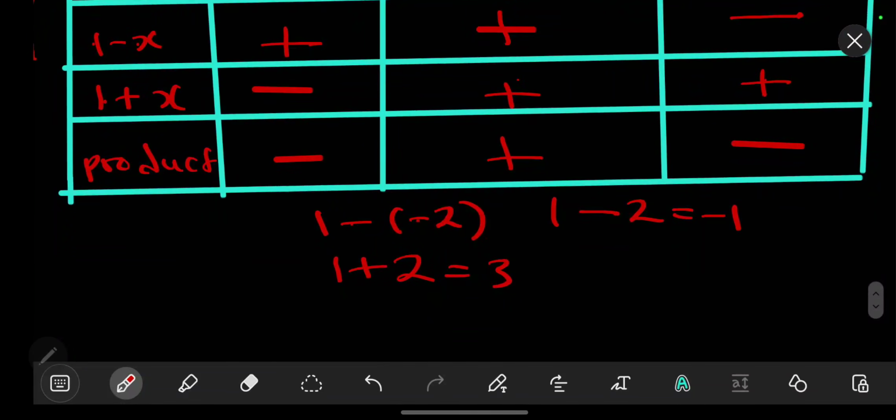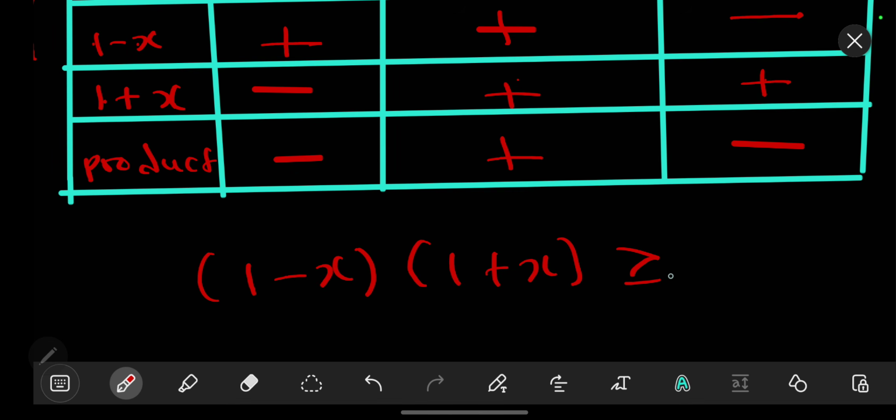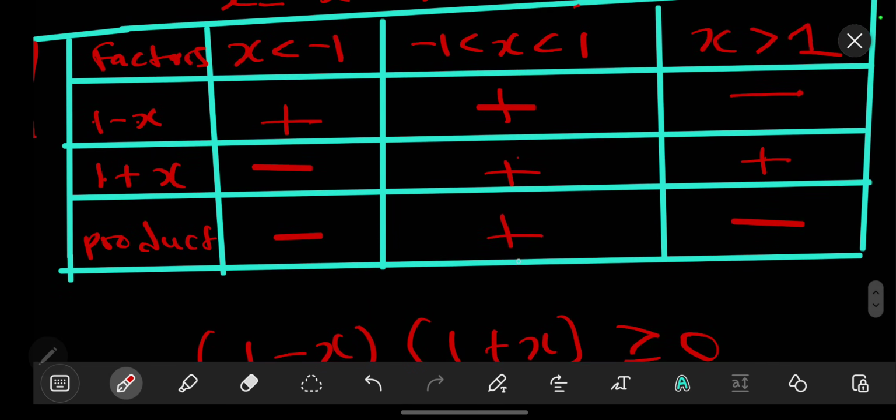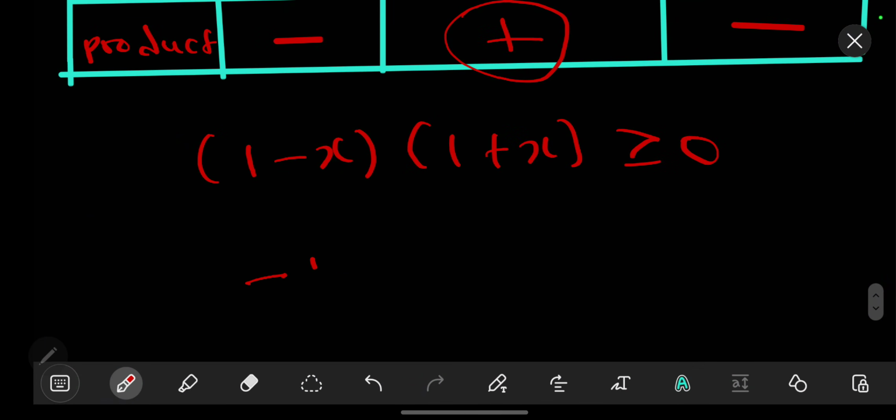Then according to what was being multiplied, we are told that our 1 minus x times our 1 plus x should be greater than or equal to 0. So let's take the sign where it is positive, because the positive is the one that is greater. So the values are such that we have -1 less than or equal to x, less than or equal to 1. So we have included this because it's showing here. So we have this as our answer.